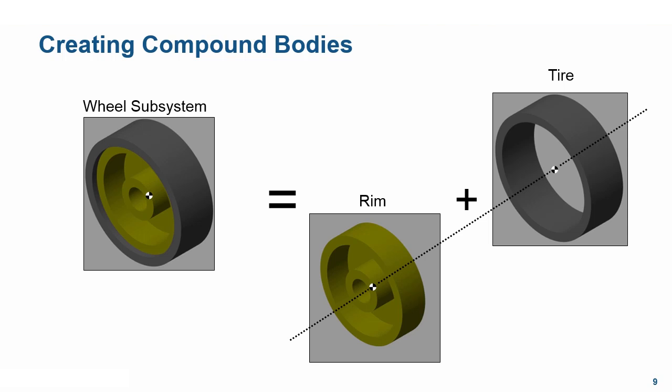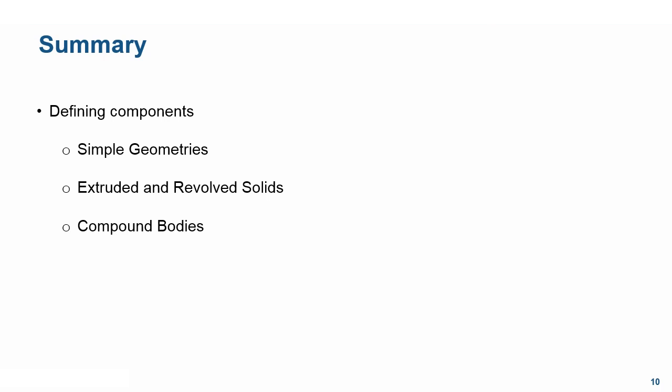For example, consider the rim and the tire to form the wheel system. This can be partitioned into two primitive bodies, that is, one rim part and one tire part. By affixing each of these bodies to one another at particular locations, we can create a detailed geometry that represents more complex systems. In summary, we talked about defining simple geometries, where we used the simplified chassis as an example, extruded and revolved solids, for which we use the suspension arm and the rim as examples respectively. And for creating compound bodies, we use the rim and the tire to form the wheel system as the example.